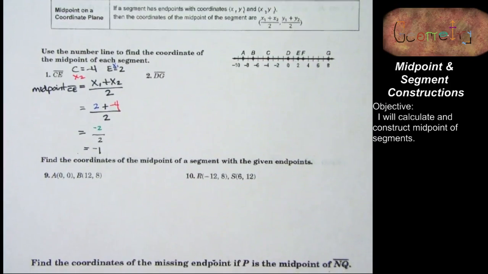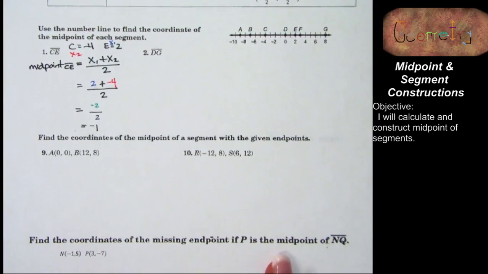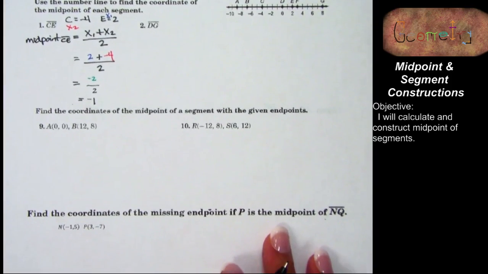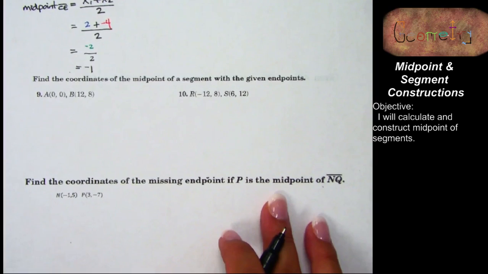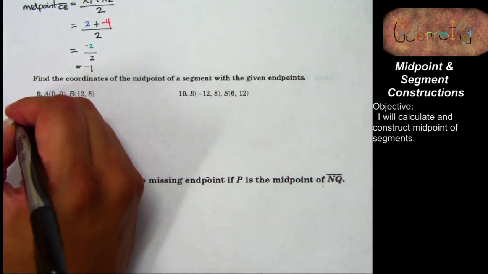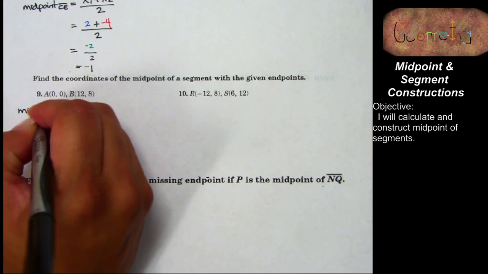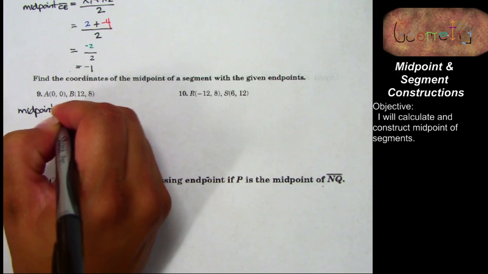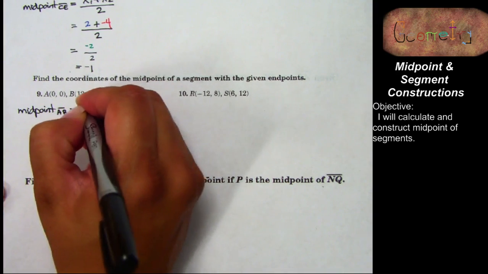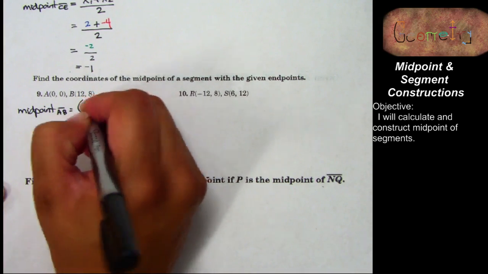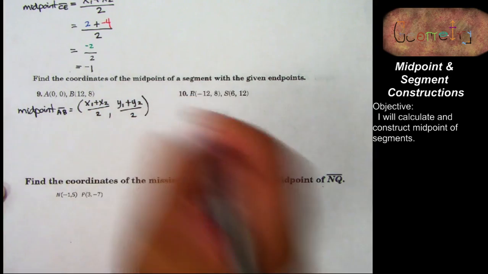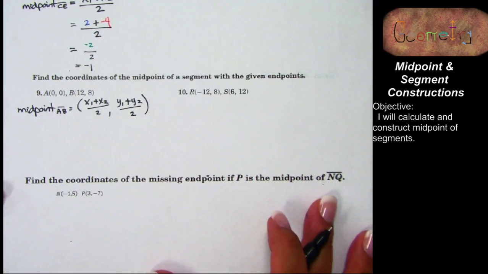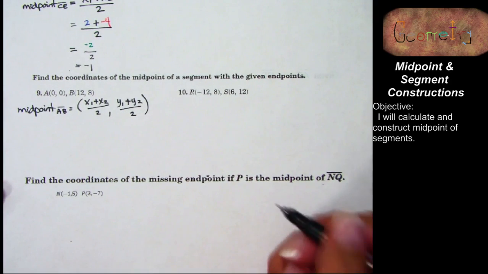How many dimensions? How do you know? Because we have an x and a y. Each point has 2 coordinates. Perfect. So we need to be using the formula for midpoint in 2 dimensions. That's the formula that looks like this. Which point is x1, y1? A or B?